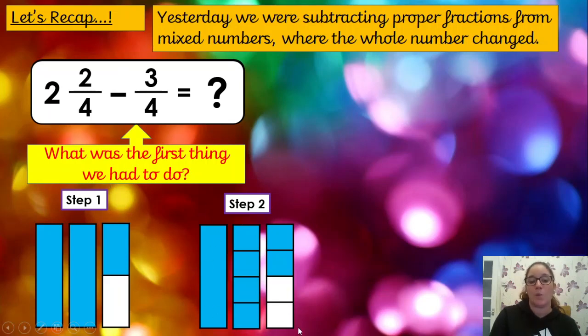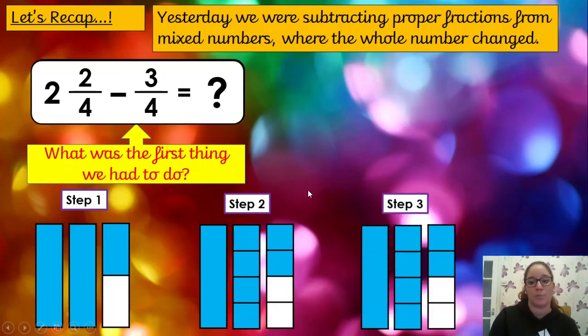Now we need to take away 3/4. Can we take away 3 shaded parts? If you're looking, we've got 2 and 2/4 shaded. So we need to take away 3 of the shaded parts. We're not going to start down here. We're going to subtract the shaded parts, which is going to be here. They're the 3 shaded parts. Now can we work out our answer?